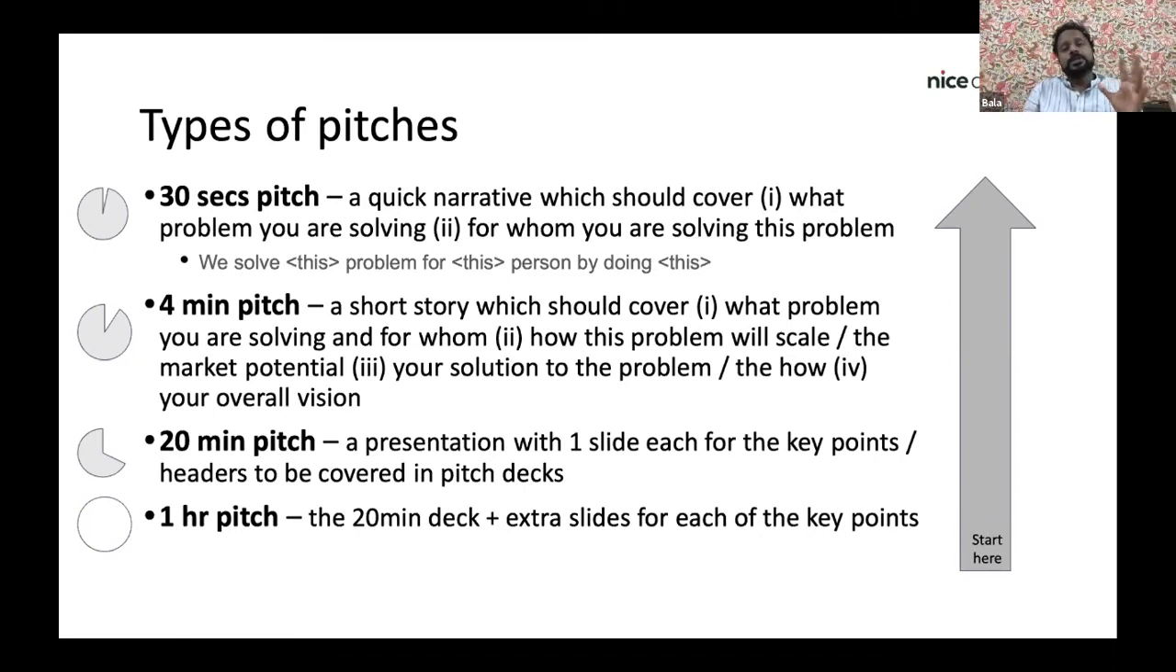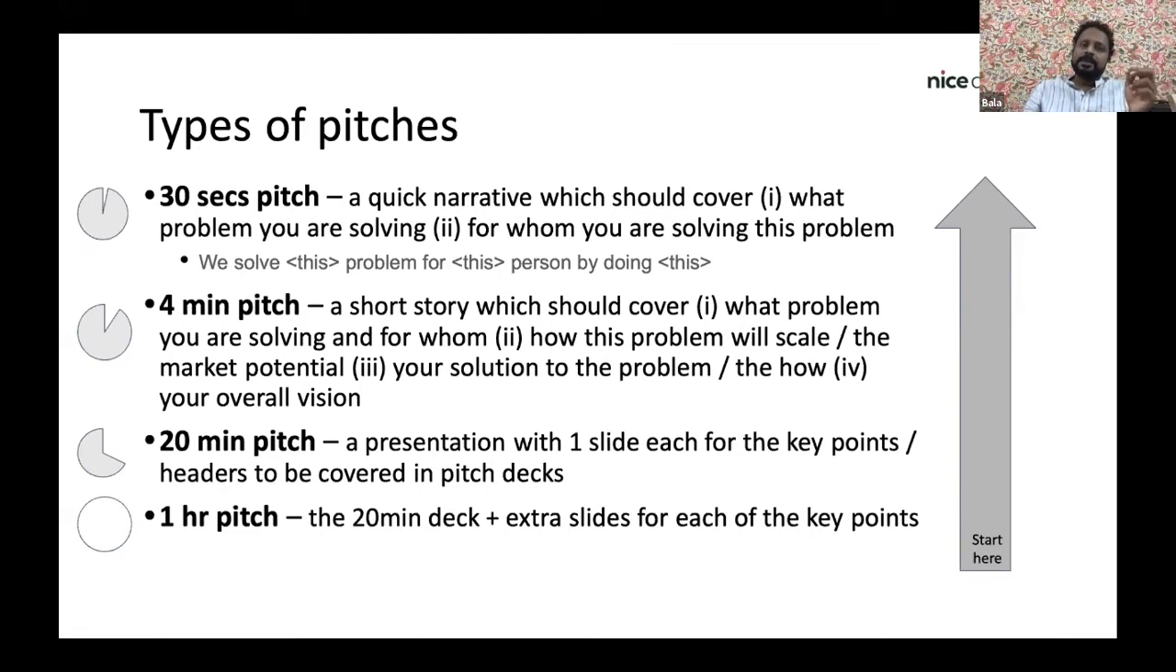And I would encourage all of you to prepare this and sharpen this. You can keep changing it as you understand your market and your customers better, as you get more feedback. You will keep changing this narrative. There are three blanks there, right? We solve blank problem for blank person by doing blank. These three blanks need to be filled, and you will find it a tremendously useful exercise to actually fill this up and then try it out with different people and keep changing, wordsmithing it and all that.